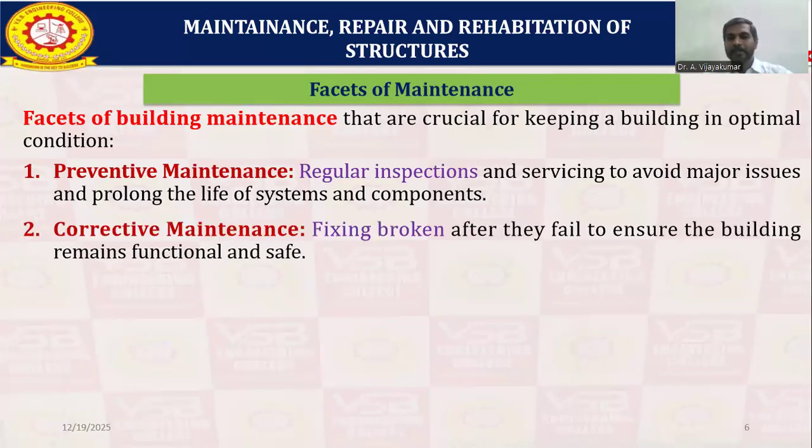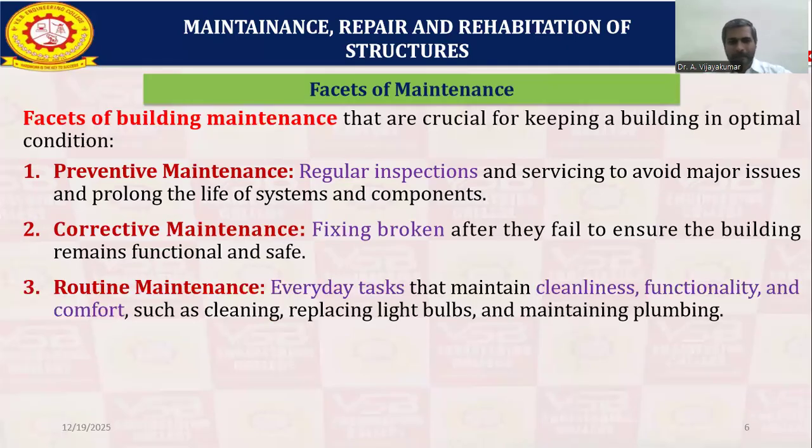Then corrective maintenance. If any structural, electrical, or plumbing damage occurs, we need to fix it immediately after it fails. This ensures the building remains functional and safe. Once we rectify it, it should be functional. Then routine maintenance is an everyday task to maintain the cleanliness, functionality, and comfort of the environment and the people, such as cleaning, replacing light bulbs, and maintaining the plumbing. These are regular activities, especially for apartments or buildings in urban areas, city areas, and industrial areas. This routine maintenance is required.